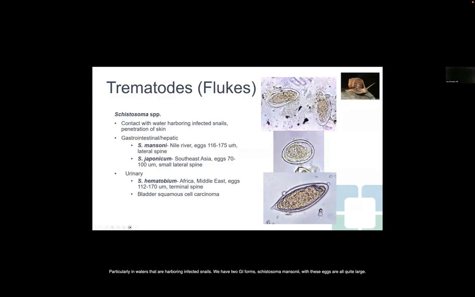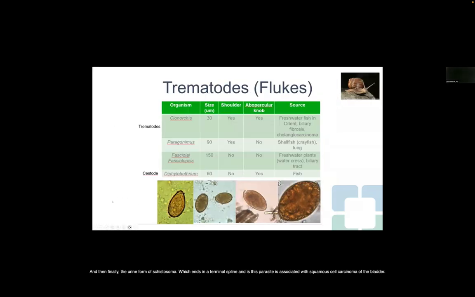These eggs are all quite large. Schistosoma mansoni has a lateral spine. Schistosoma japonicum also has a lateral spine, but it's smaller, more inconspicuous. And then finally, the urine form of Schistosoma, which ends in a terminal spine, and this parasite is associated with squamous cell carcinoma of the bladder.